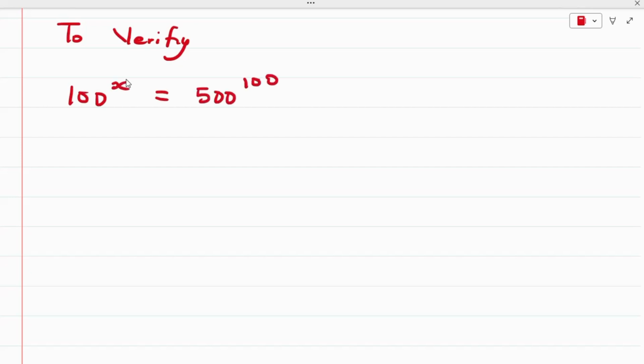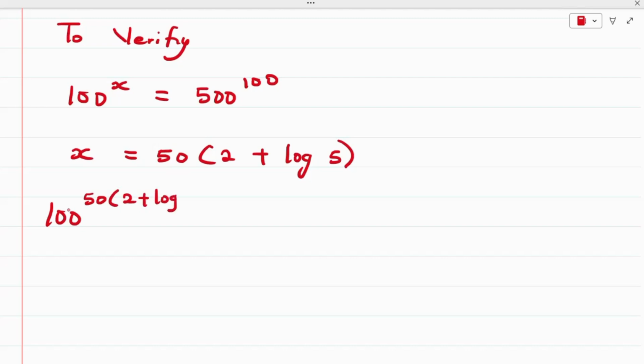Alright, so to verify, we have the question to be 100 raised to the power of x is equal to 500 raised to the power of 100, and we have that x is equal to 50 into brackets 2 plus log 5. So putting this into the equation, we have 100 raised to the power of 50 into 2 plus log 5 is equal to 500 raised to the power of 100.